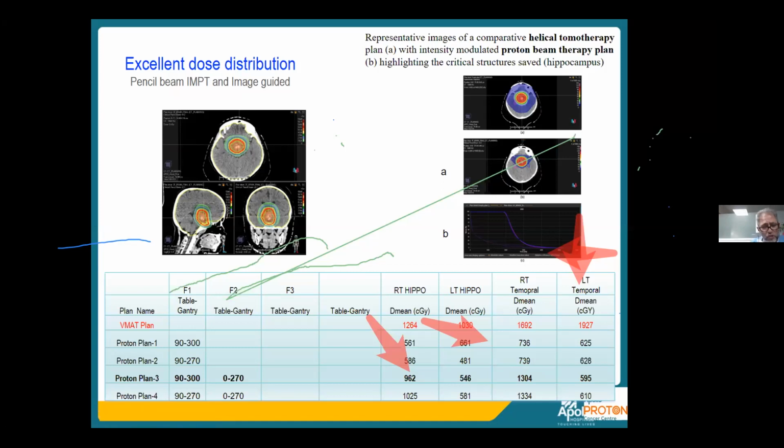In my previous institution, Tata Memorial, we had a prospective study in craniopharyngioma where we showed 7-year prospective data of 95% survival. So this child is going to live forever. So every single millimeter or centimeter of the normal tissue, especially the hippocampus, temporal lobe, the integral dose, the optic chiasm, and so on and so forth, is important to save. And therefore, this was a very good case for pencil beam IMPT and image guidance.